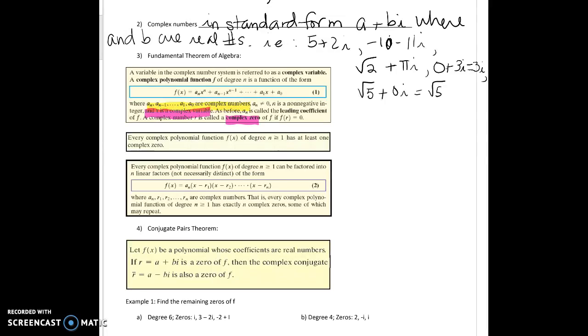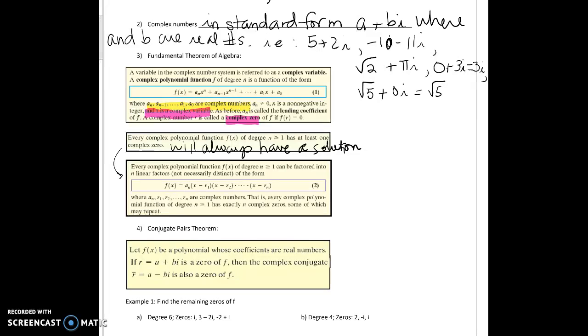Every complex polynomial function f of x of degree 1 or bigger has at least one complex zero. What this means is I will always have a solution. Okay, so in a complex solution, when it says solve under complex numbers, you can never say no solution or no complex solution. You always have at least one.